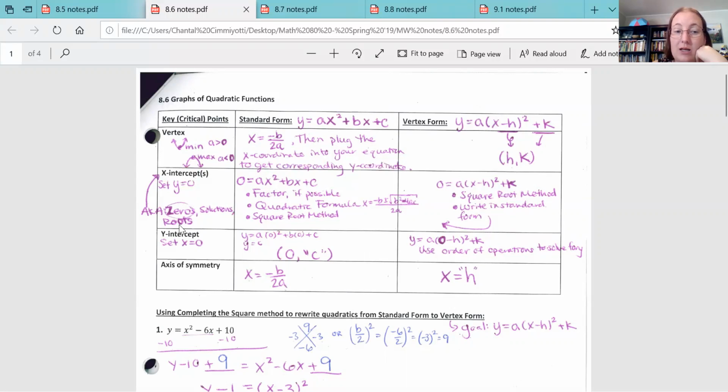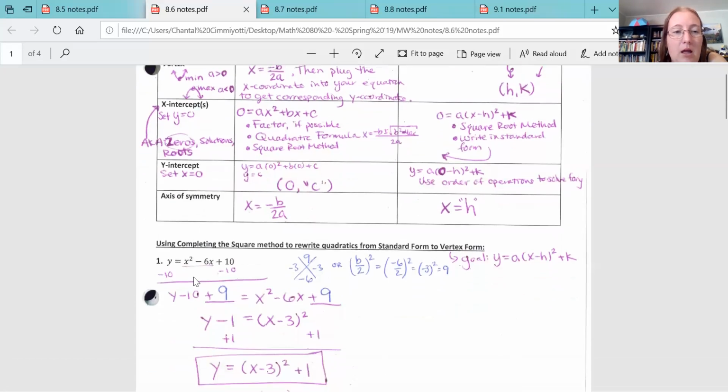X-intercepts are also known as the zeros because it's when the y is 0, and the solutions, because it's what makes the solutions to the quadratic when it's 0. It's also known as the roots because you end up taking a square root if you use quadratic formula. I believe those are the reasons why. At least that's how I remember them.